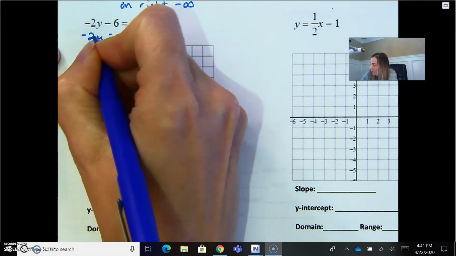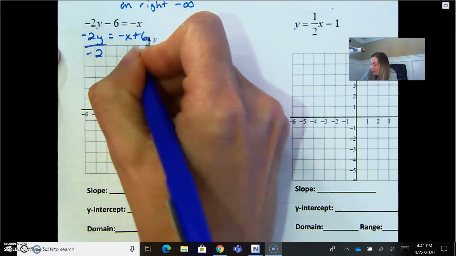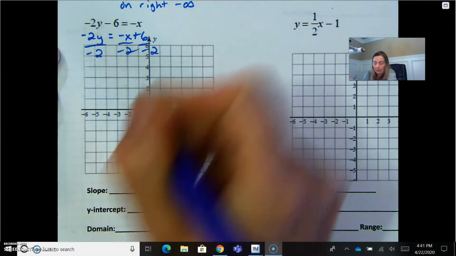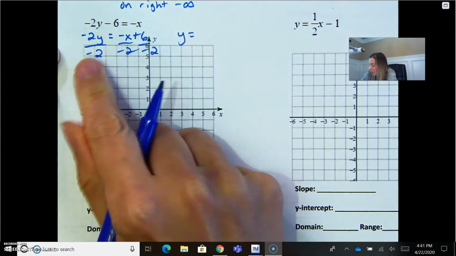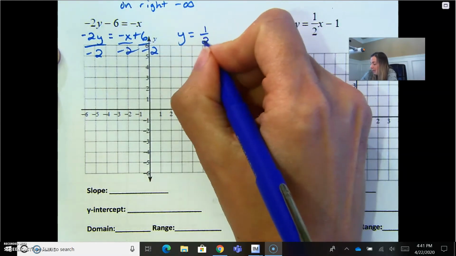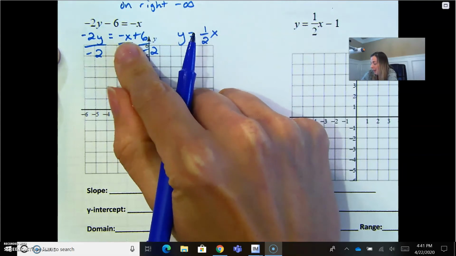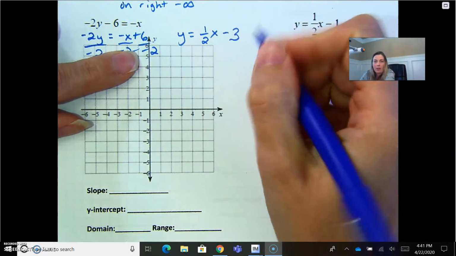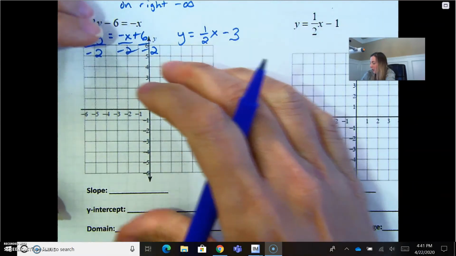Then here you have -2 times y, so the opposite of times is divide. Everybody gets division. All right, so my equation that we're graphing here is a positive, because negative divided by negative is a positive 1/2 x, and then 6 divided by -2 is -3. So that's the equation you're going to graph right here.